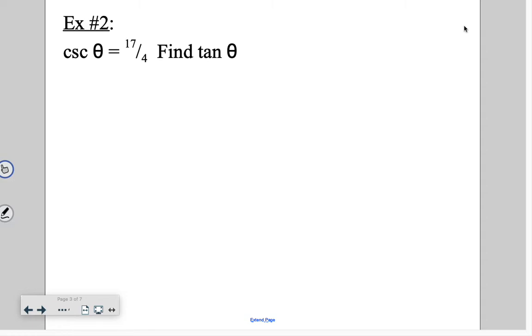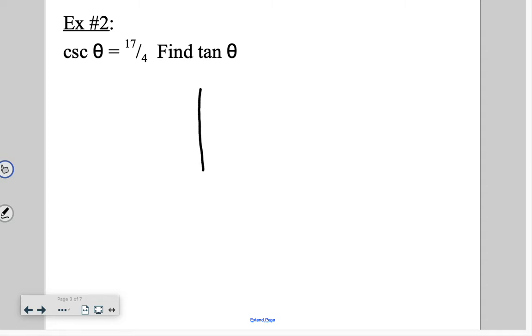Given that the cosecant of theta is 17/4, I want to find the tangent. I want to know what's the tangent of theta. This problem is basically a reverse of the last problem, where you were given a picture and asked to find the ratios. Here you're given a ratio, so let's use it to draw a picture. And then we can go from there, okay?